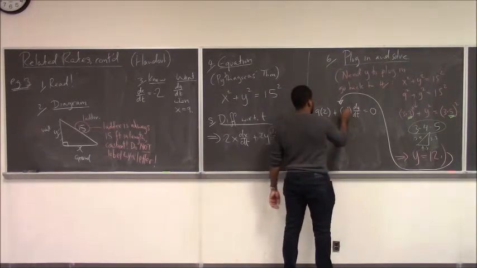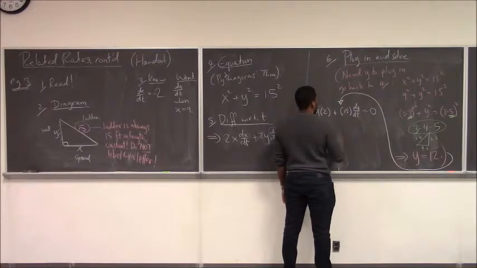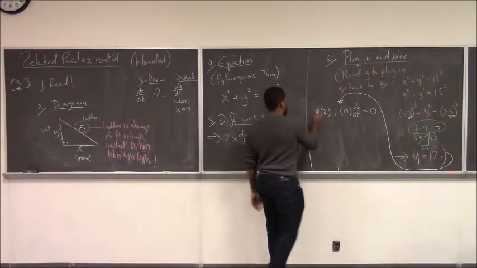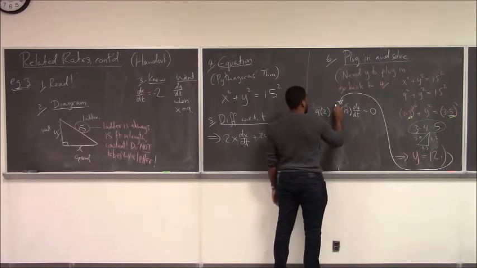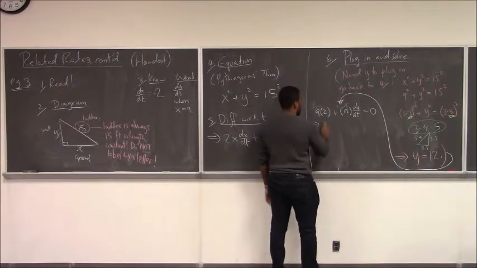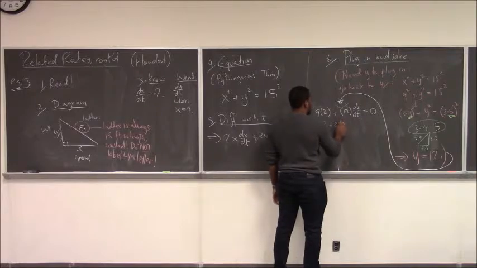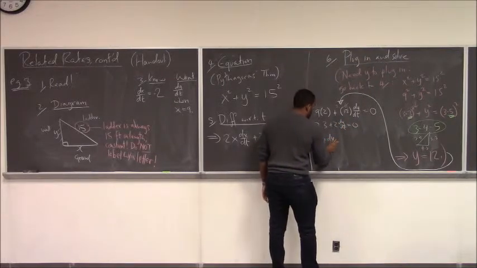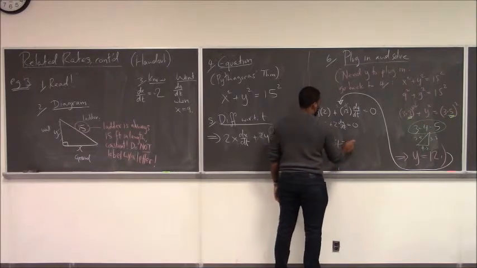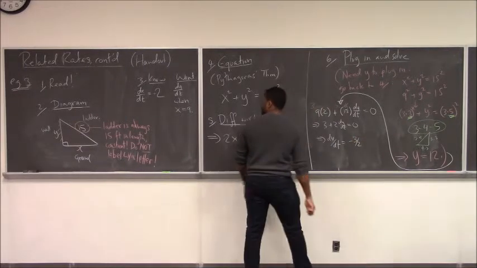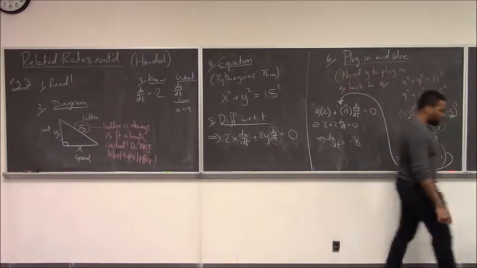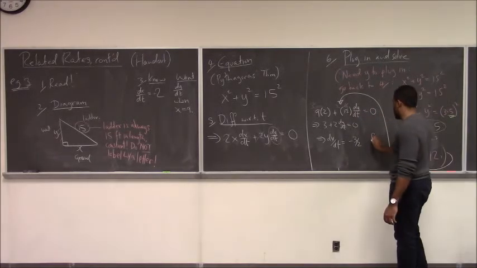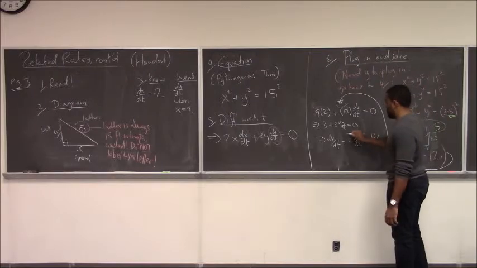So again, we can kind of divide this. That's 6. Divide both sides by 2. Can again divide both sides by 3. And so here I have 3 plus 2 dy/dt equals 0. So then dy/dt equals minus 3 halves. And it's in feet per second.